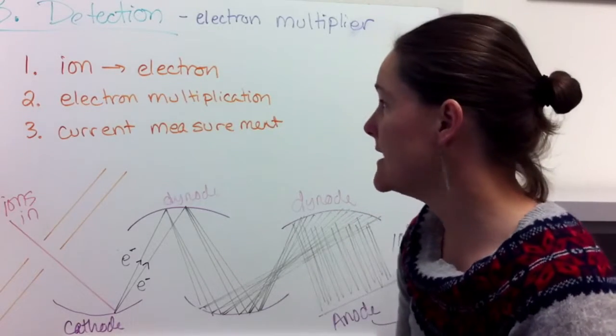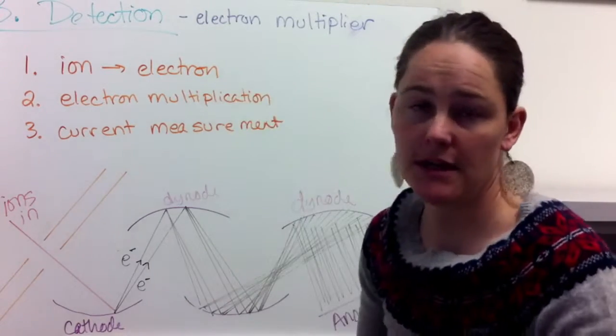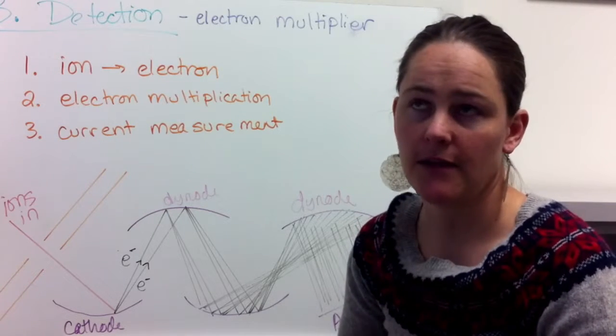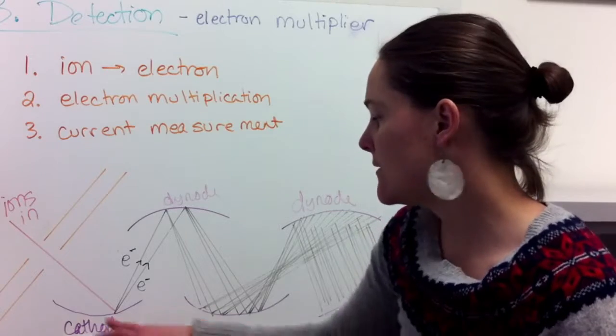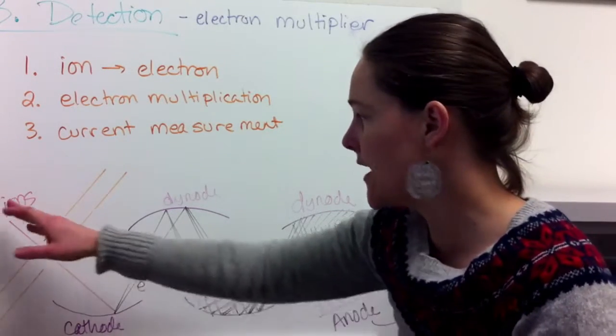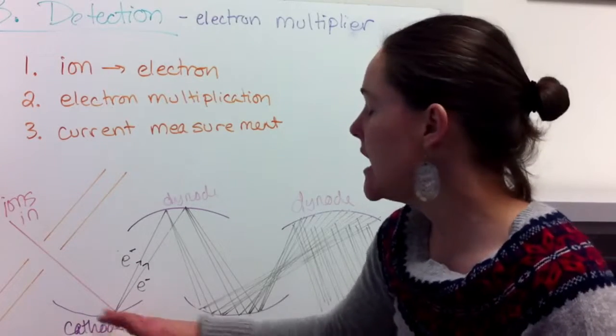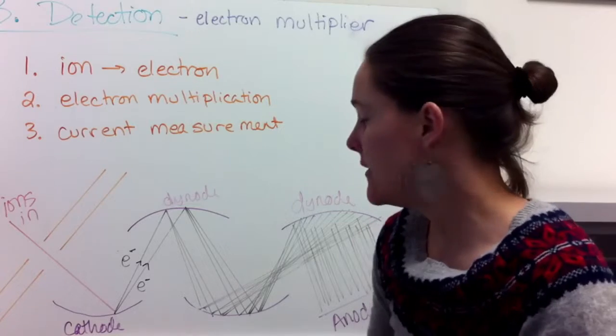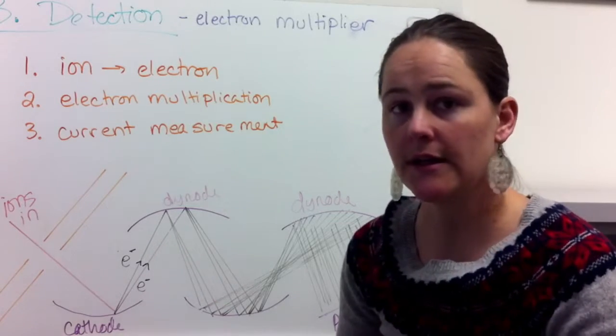There's a couple flavors of this, but the first step in both of them is to take your ion and make it into an electron. And the way that we do that, this is very similar to how it works with a PMT, where you have your ions coming in the entrance slit, and then they impact a cathode. And when they impact the cathode, then electrons are liberated.